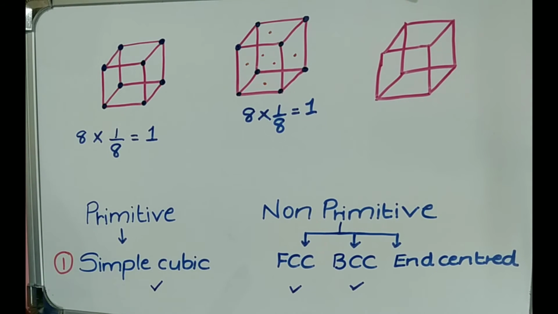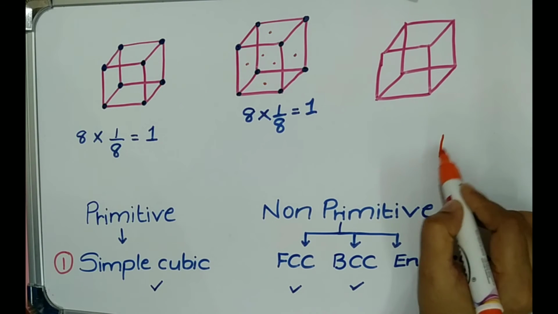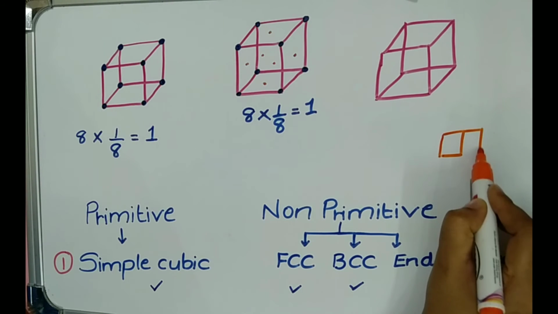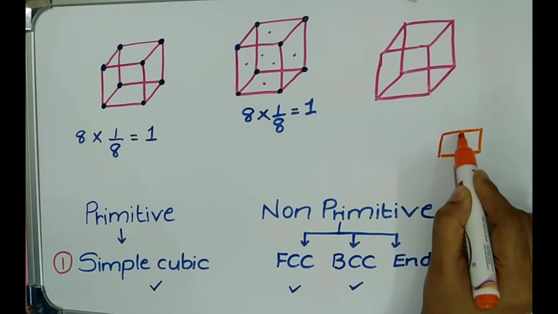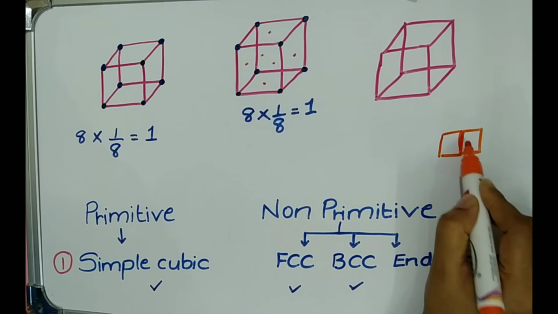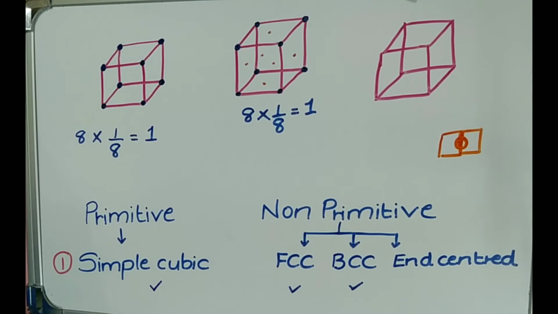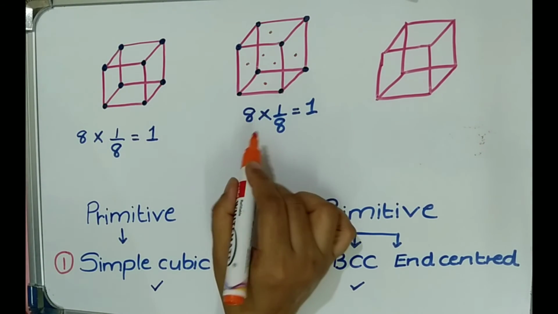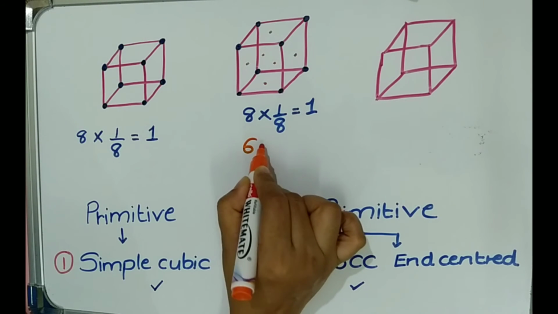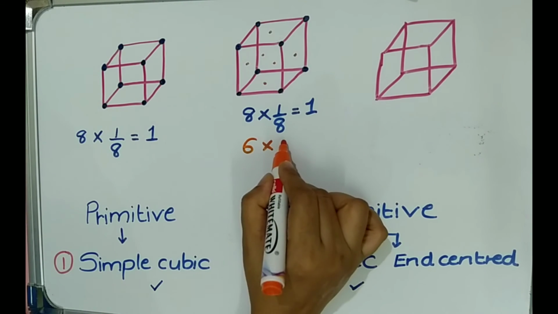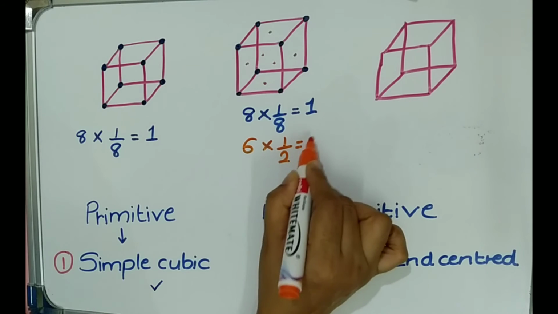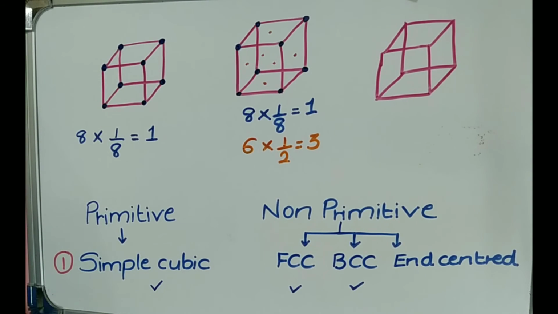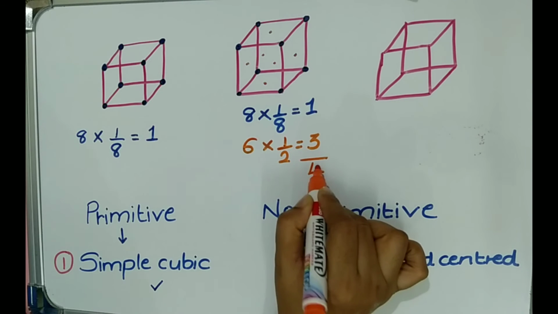Now we know in the cube, how many faces will be there in the cube? 6 faces are there. And when 2 unit cells are placed adjacent to each other, then they will share that atom. Right? They will share that atom. So at that time, the contribution of the face atom will be half. So I'll write as 6 faces are there into half they are contributing. So half is equal to 3. So how many atoms, total atoms are there in FCC? 4.